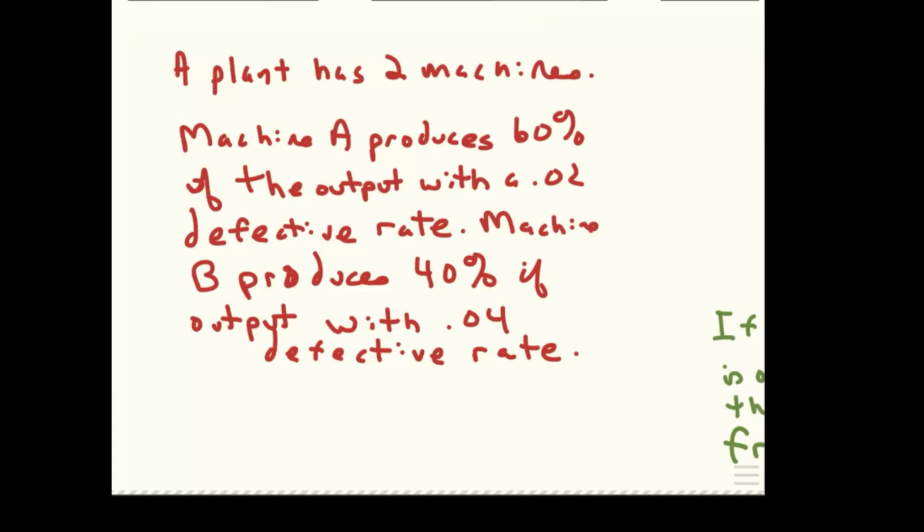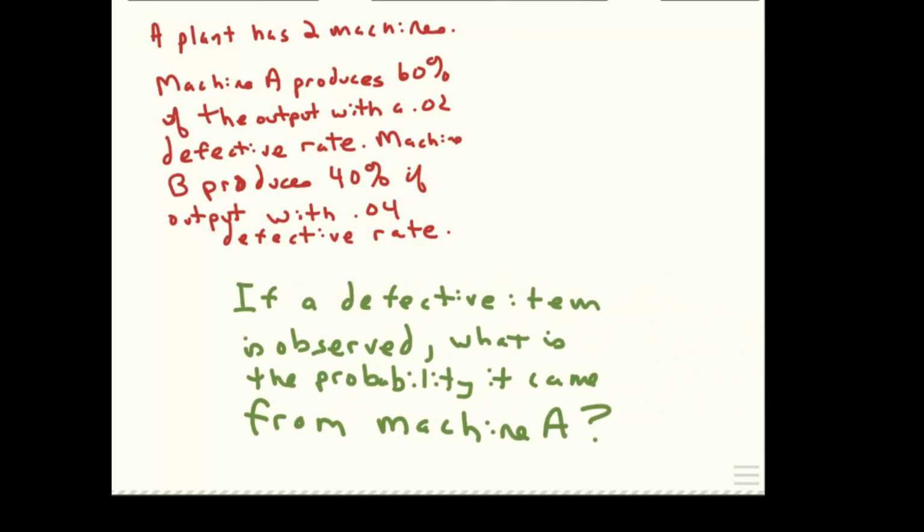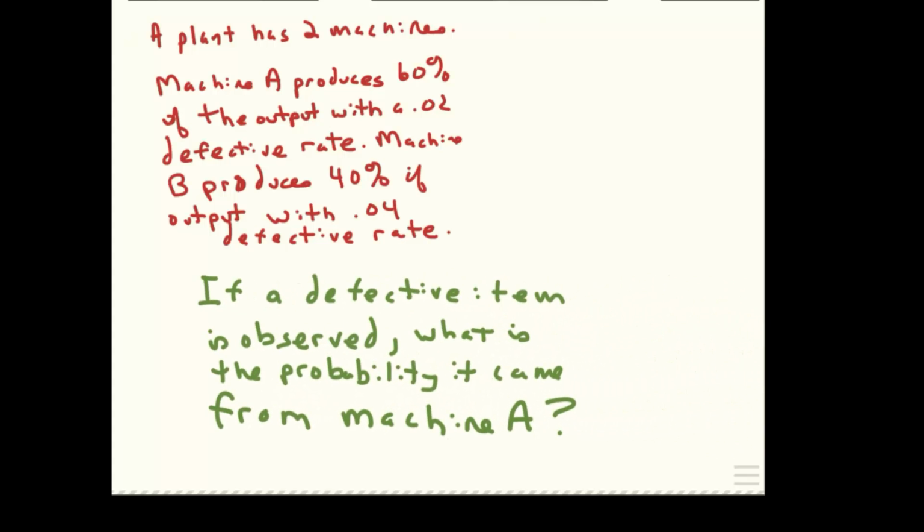Okay, so here's another example for Bayes' theorem. We have a plant that has two machines. Machine A produces 60% of the output with a 2% defective rate. Machine B, 40% of the output and a 4% defective rate. Okay, so our question is, if we have a defective item, what's the probability that it came from machine A?